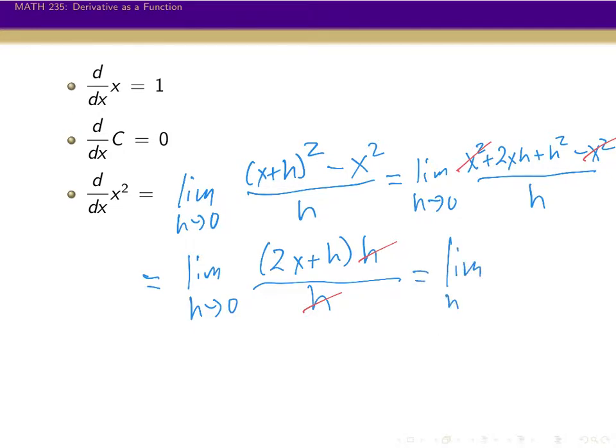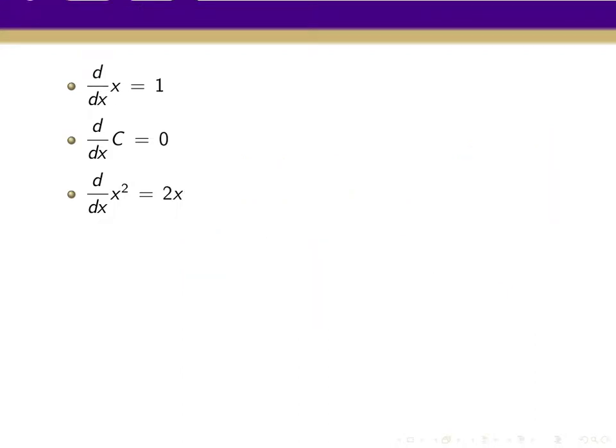And now I'm left with 2x plus h. H is going to 0. Nothing's changing the 2x. And so we're left with 2x as our answer. So the derivative of x squared is just 2x.